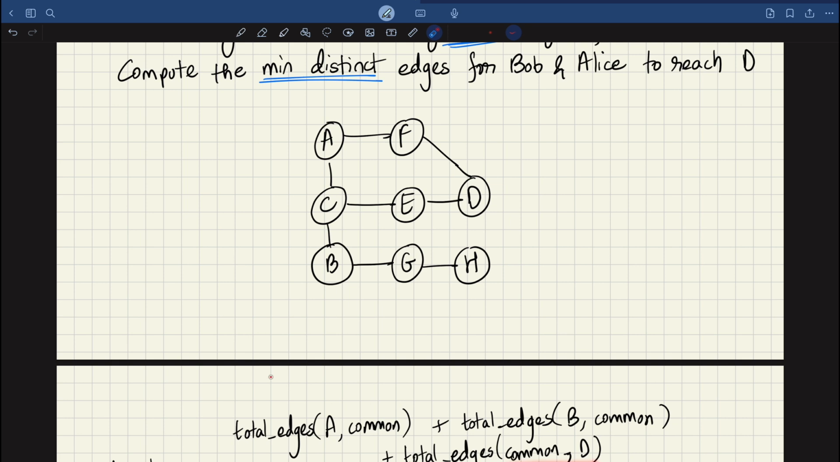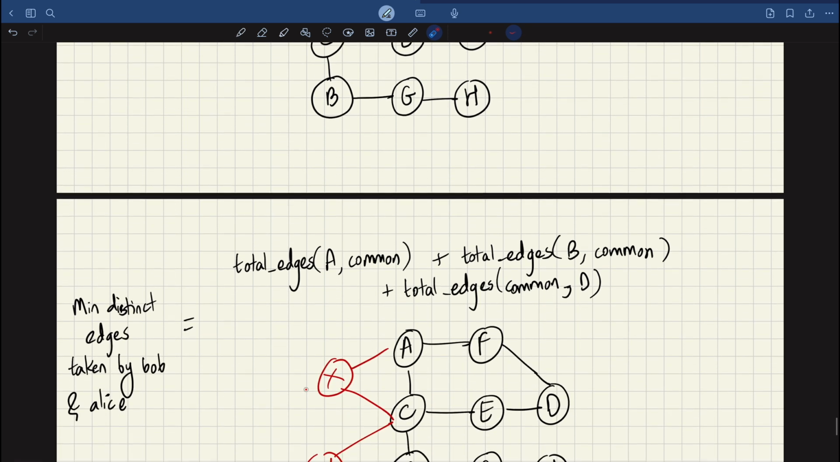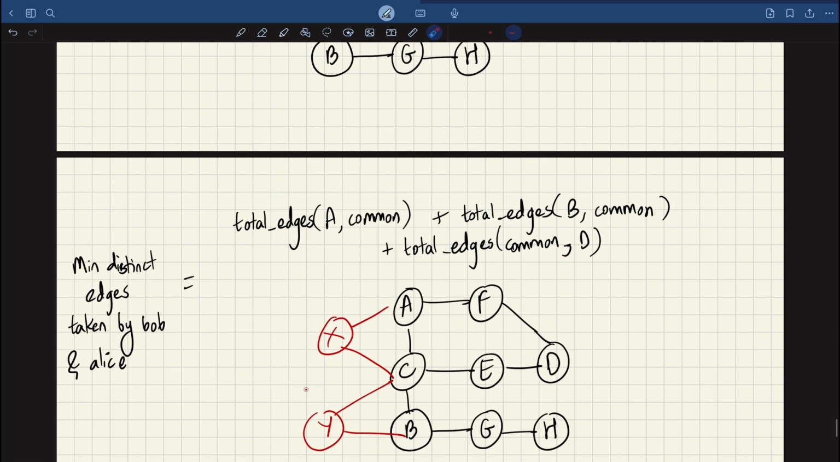But there is one fault in this formula. Let's say we have this graph. Okay, now C is the best common node, right? Now according to this formula, which path should I take? Should I take this path or this path? I don't know which path we have to take according to this formula. We are just saying total number of edges from A to a common node.